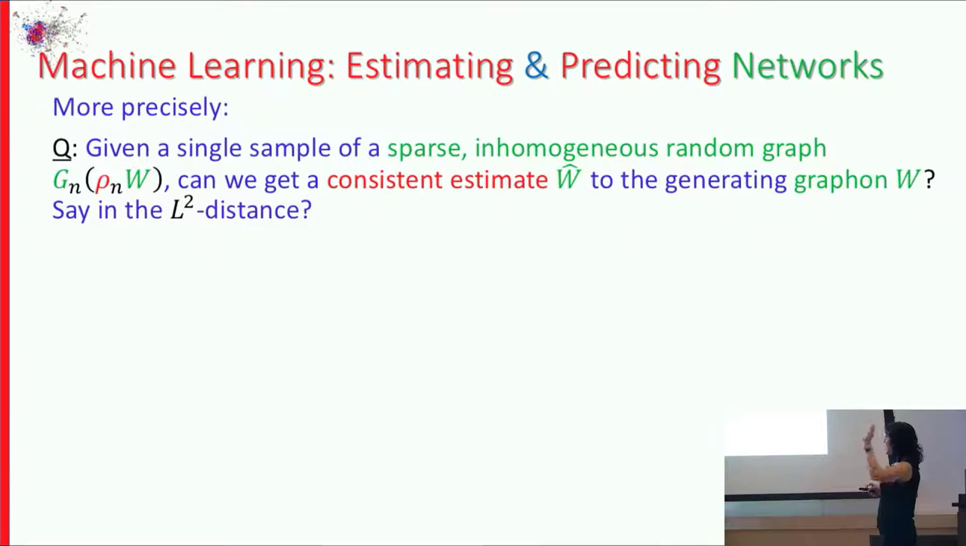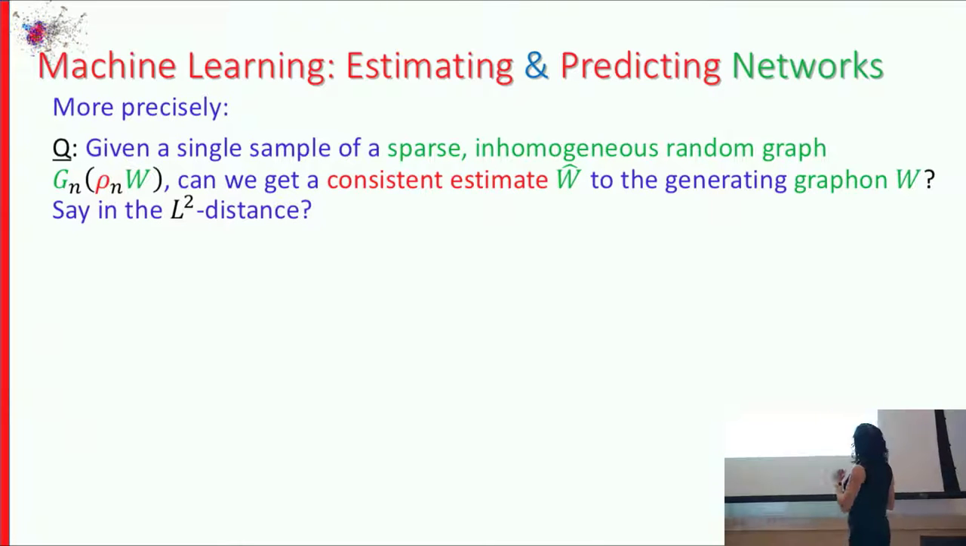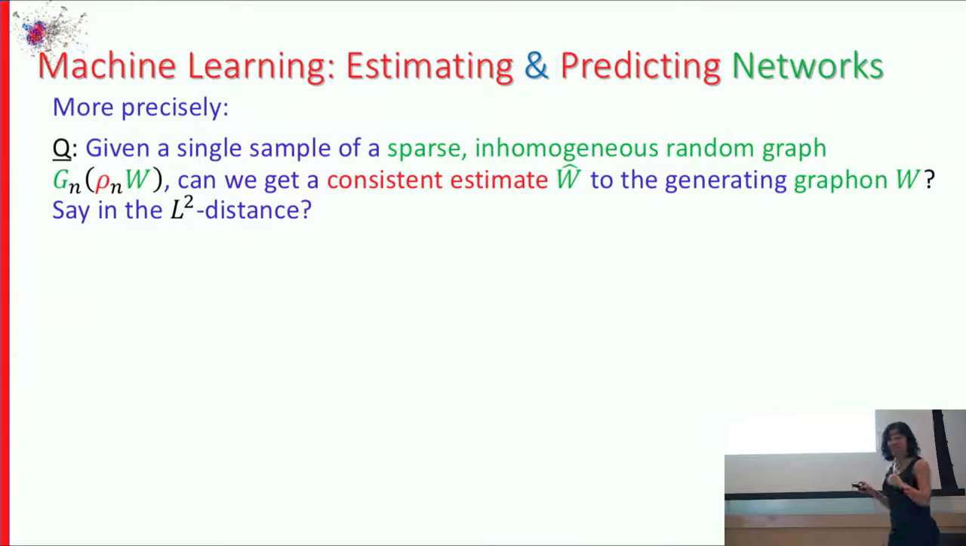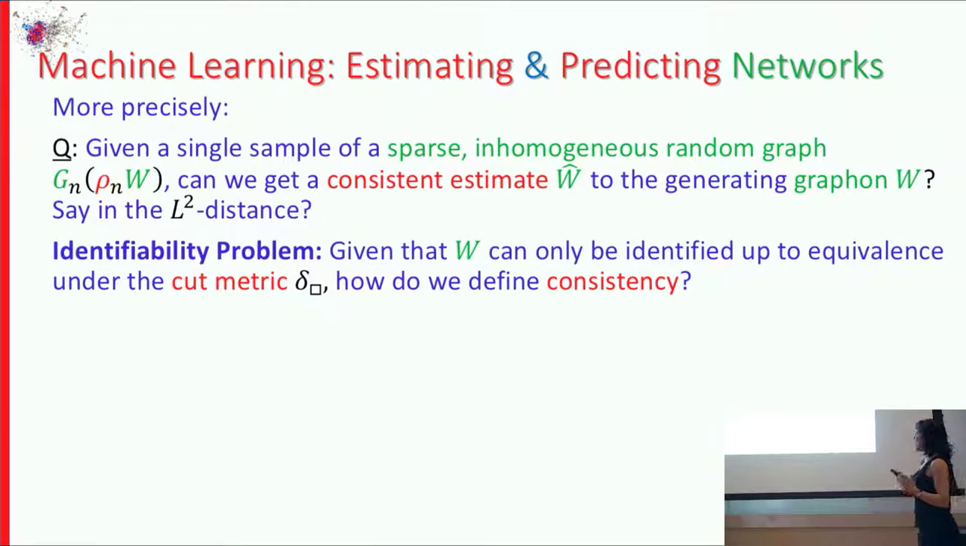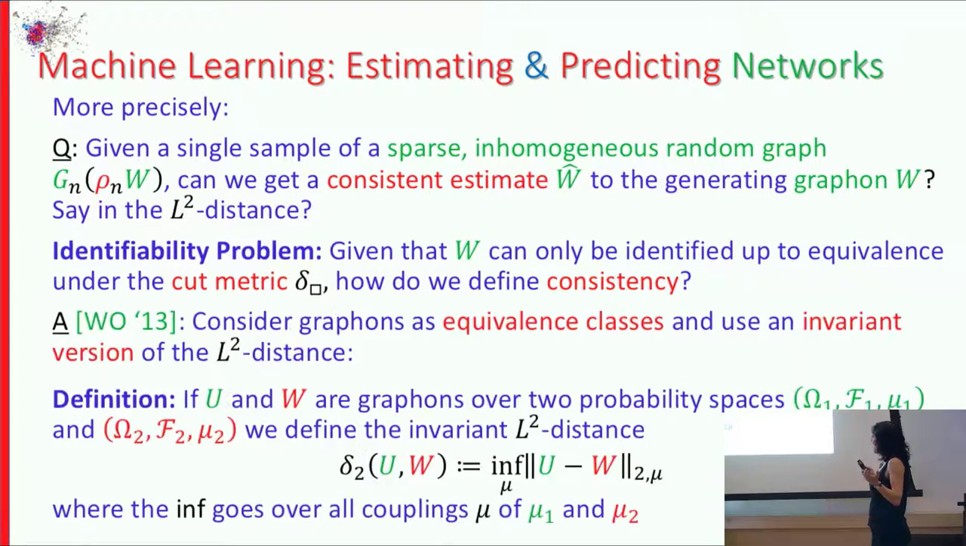We've also got some estimation results for the one which is not normalized by density, but I'm not going to talk about those here. So, more precisely, given a single sample of this, so I tell you the density of Facebook, and this is what I see from this. Can we get a consistent estimate to the generating graphon, say, in the L2 distance? The identifiability problem: well, this can only be identified up to equivalence under the cut metric.